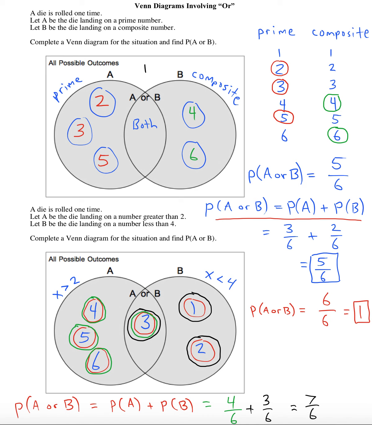Does the formula give us the correct probability? The answer is no. In this case, it doesn't work. Why, though? Because we kept too many copies of the 3. You're only supposed to keep it one time, but we actually included it as part of the probability of A, and also the probability of B has it in there too.